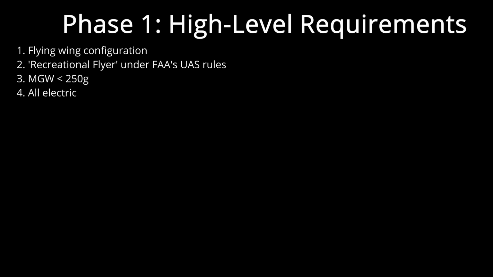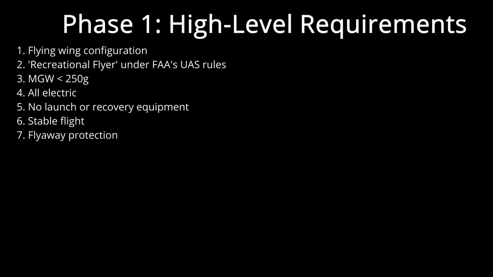Number 4, all electric. I don't want to have to deal with fuel for motors or hydraulics for actuators. This will simplify our field operations. Number 5, no launch or recovery equipment. So I don't want catapults for takeoff or arresters or nets for landing. Number 6, stable flight. And admittedly, that's a pretty vague requirement, and we'll get into a lot more detail there in phase 2. But for now, having an inherently stable aircraft is going to be critical for exploring all these other technologies.